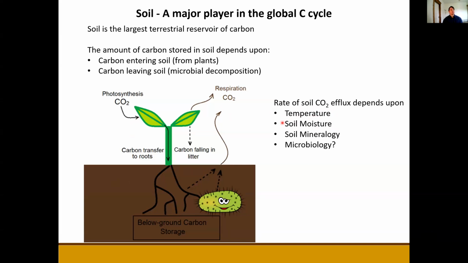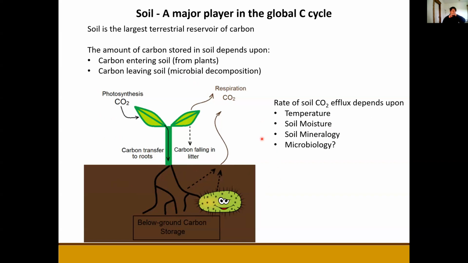Soil moisture, similarly, we know how important water is in metabolic processes. So soil moisture will also impact the rate of carbon leaving the soil when microbes are decomposing dead organic matter or inorganic matter. But obviously, if you're talking about carbon, it has to be organic matter for the most part. And the metabolism of plants will also be subject to soil moisture. So moisture will impact the amount of carbon entering and leaving the soil.